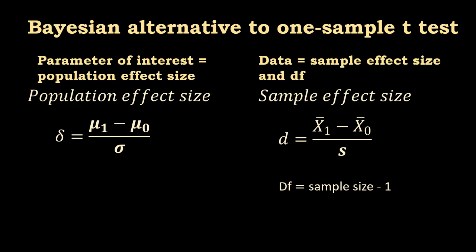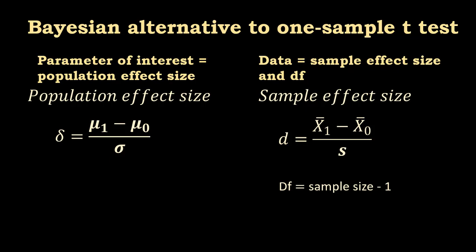So what are these two means? In this case, mu 1 is a mean that we are going to estimate with our sample, and mu 0 is a specific value, a value that we specified. So we want to compare the mean of our sample with a value we specify before running the analysis.